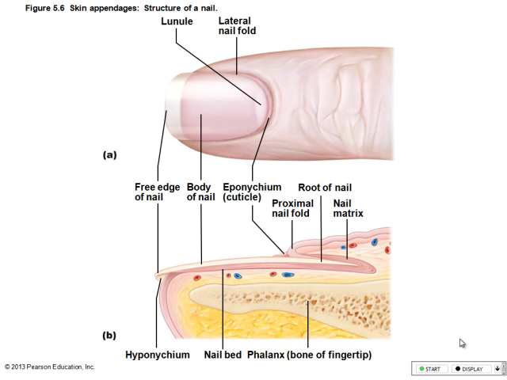The free edge of the nail, all that stuff you see at the end, is dead. The living stuff is close to that matrix. That fold of the nail is called the eponychium, or cuticle, where the nail pushes its way out onto the nail bed. Those are skin derivatives.